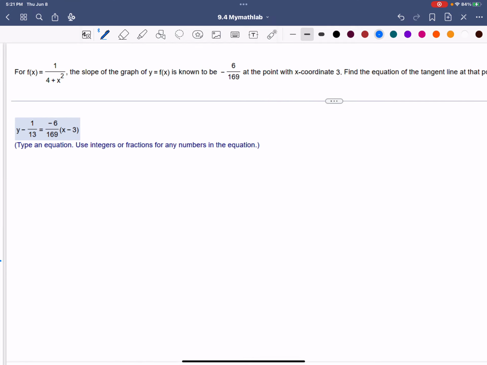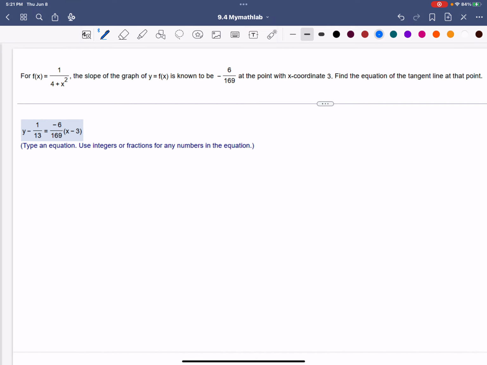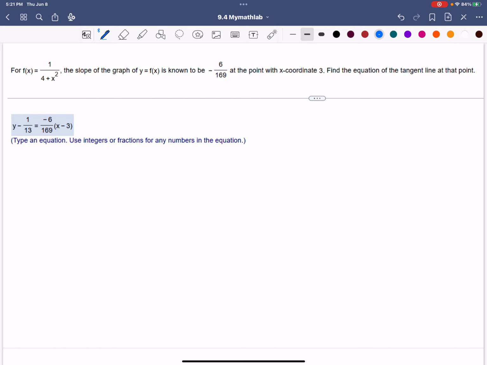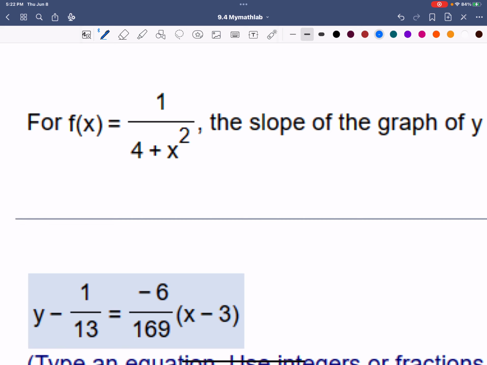Again, it's very important you read what they're asking you for. You comprehend the question and then move forward with it. I purposefully left the answers so you can see our answers match and how to get to those answers. So here the question says, for f of x is equal to, so I have this f of x is equal to 1 over 4 plus x squared.